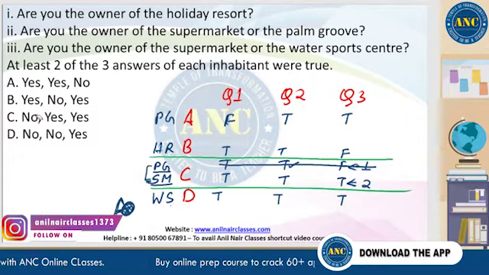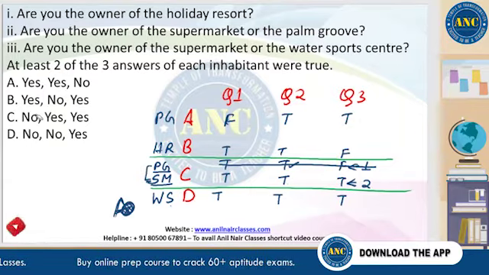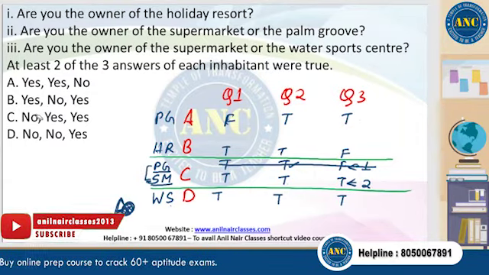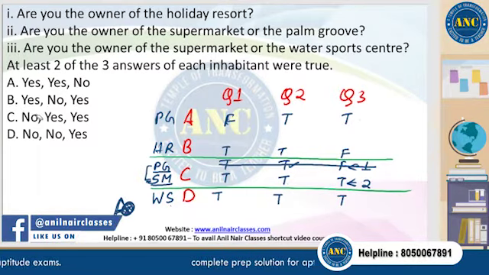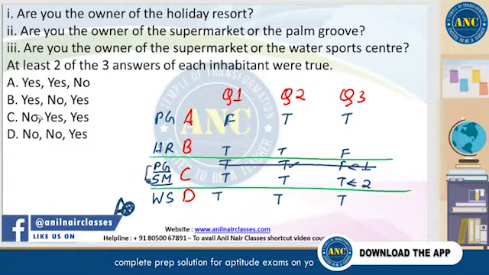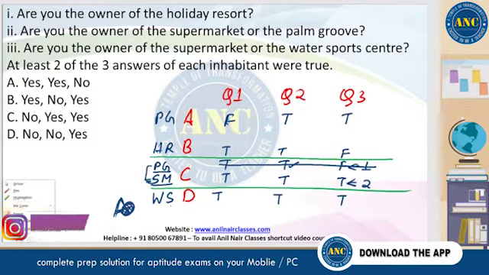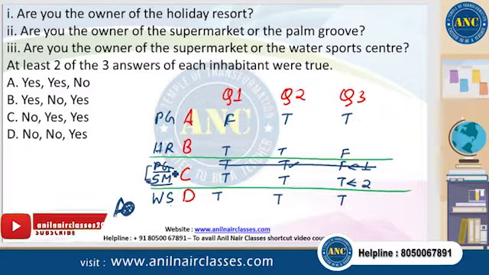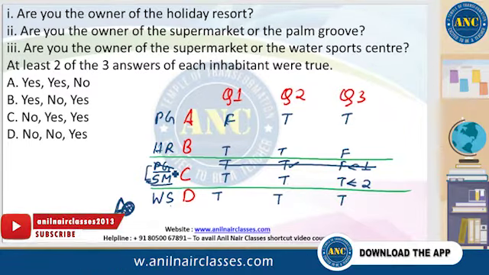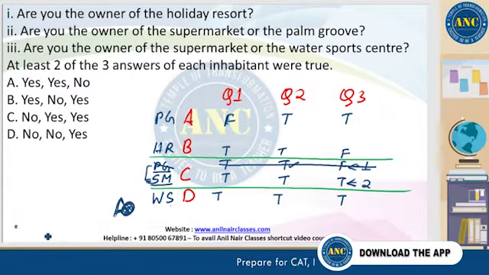Okay, let's look at the answers to the question, but first a general preview. A's answers were false, true, true. B's answers were true, true, false. C's answers were true, true, true. And D's answers were also true, true, true. A owns the Palm Grove, B owns the holiday resort, C the supermarket, and D the water sports center.